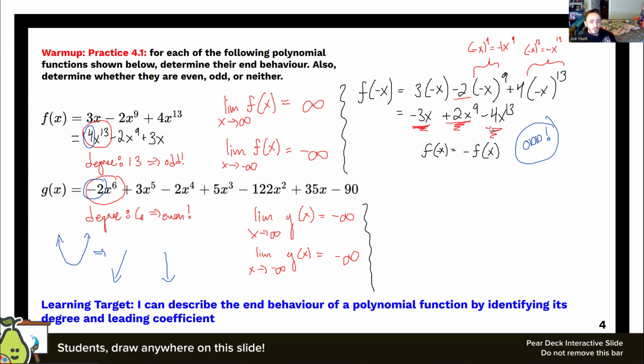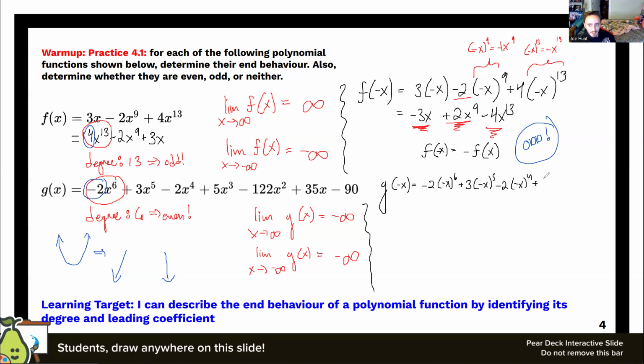Now, let's maybe try g of x. G of x is a bit of a doozy, right? It's a long function, but I'm doing the same thing. I'm going to deliberately feed it a negative x and just see what happens. Now, I've got negative 2 times negative x to the sixth plus 3 times negative x to the fifth minus 2 times negative x to the fourth.